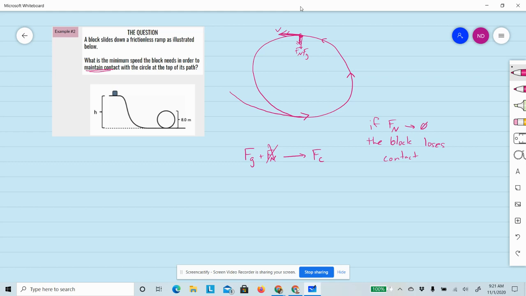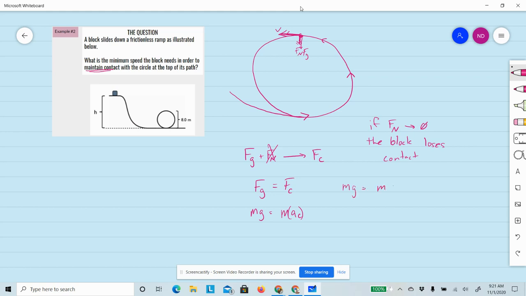Basically what we're saying is if that goes to 0, what's the minimum speed we can have? So Fg is going to be Fc, because if that goes to 0, we're in trouble. And so let's figure out what's the minimum speed needed if that were really close to 0. So Fg is mg, Fc is m a_c, but the centripetal acceleration is v squared over r.